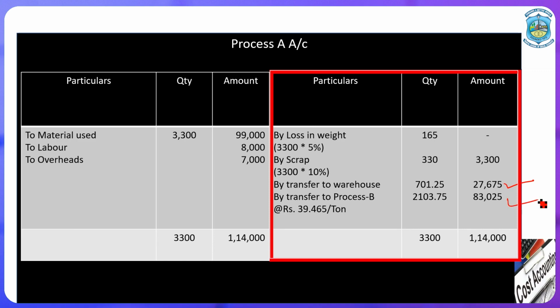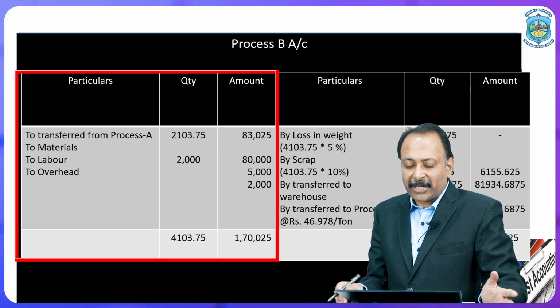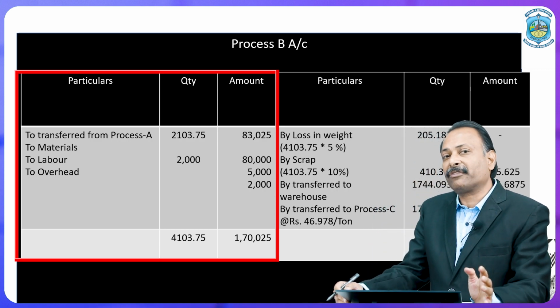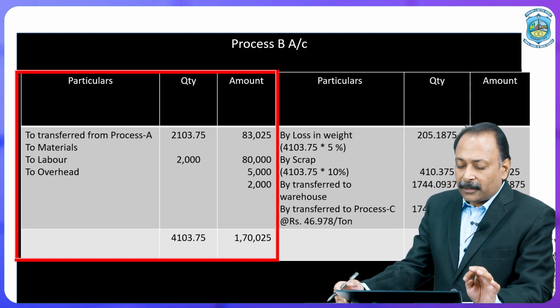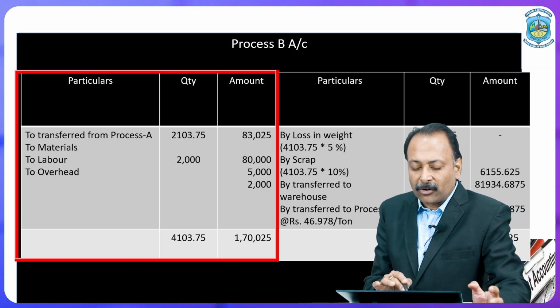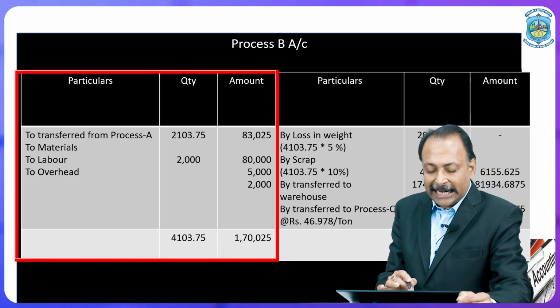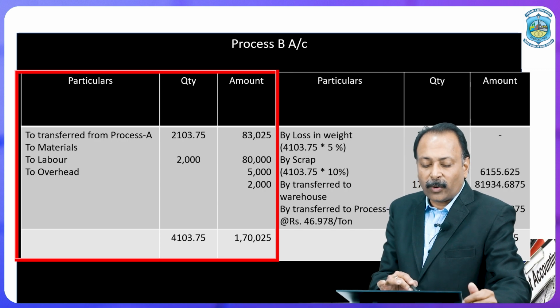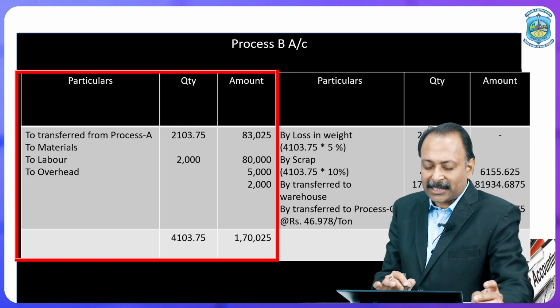Now, we are going to prepare the process B account, and here is the process B account. Particulars, quantity, amount on the debit side; particulars, quantity, amount on the credit side. First of all, we have to mention transfer from process A. From process A, the quantity transferred is 2103.75 tons. The amount is 83,025. Then other expenditure given in the question: material is 2000 quantity, amount is 80,000, labor is 5,000 and overheads are 2,000.